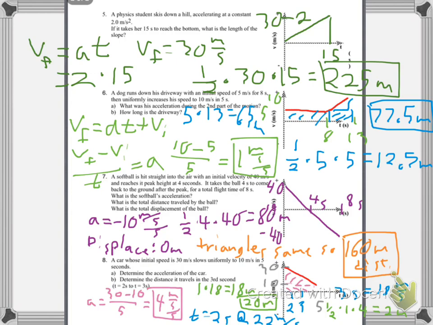So we have 2 areas under the curve to solve for on our velocity time graph. And our velocity time graph has the shape that it does because when it reaches its peak height after 4 seconds, it will have a velocity of 0 for 1 instant in time. And the slope of this line is negative 10. It's negative 10 because that is the rate at which the object is being pulled back down to Earth.